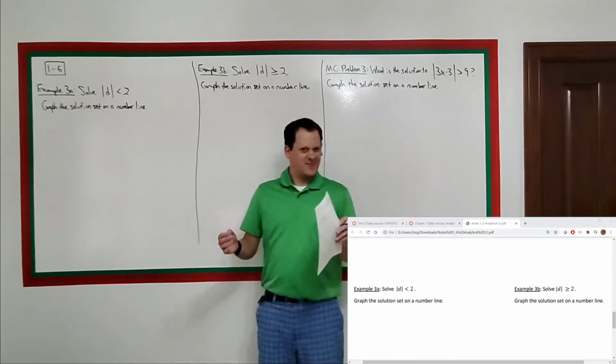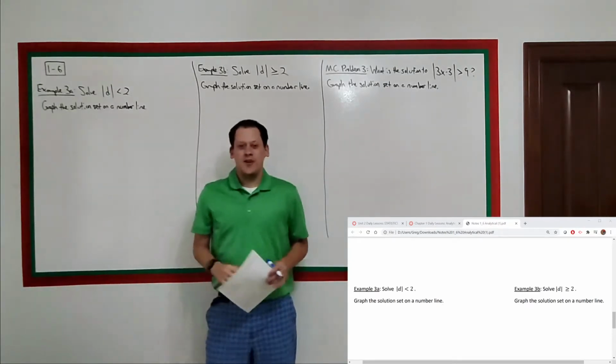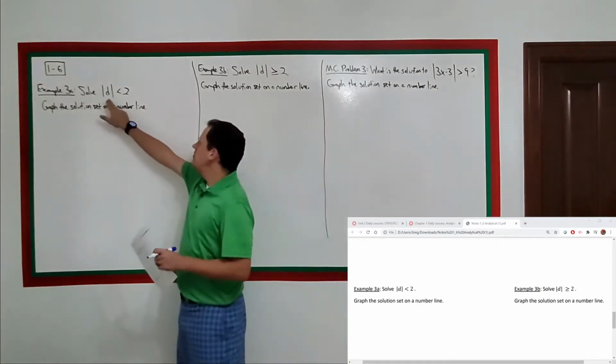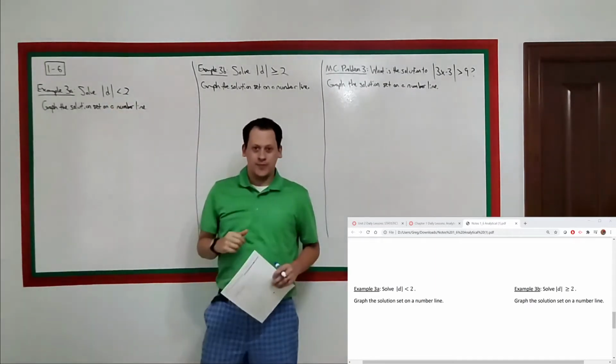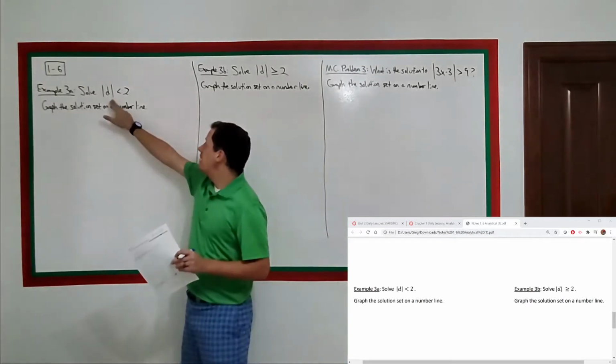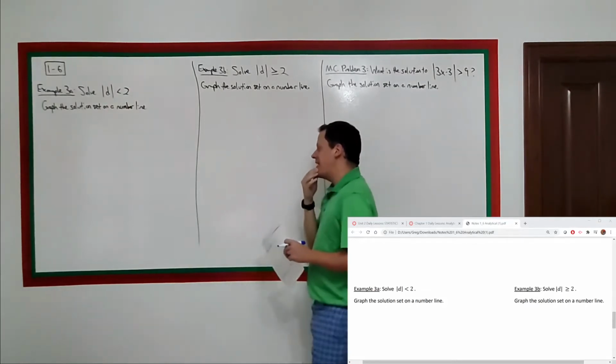or so. Let's start. Our first example here is example 3a. You can see it right here in the notes. We want to solve the absolute value of d is less than 2. So we're finally putting together absolute values and inequalities. And we want to graph that solution set on a number line.